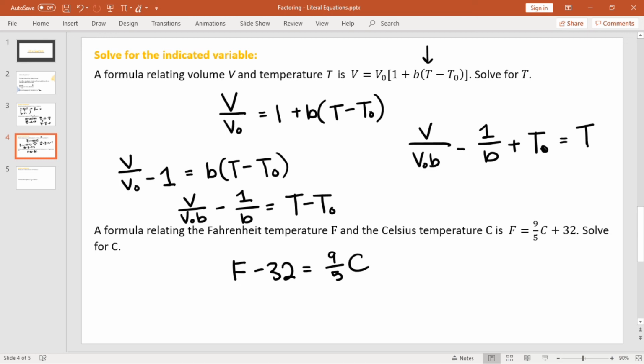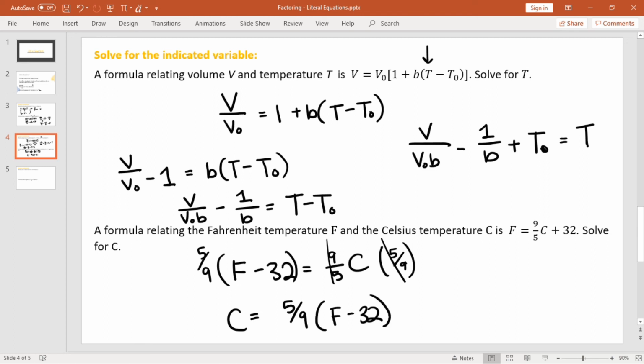You can multiply by 5, then divide by 9. But just also knowing that if you want to get rid of a fraction, you can always multiply by its reciprocal. And that will get rid of the fraction, and you end up with C equals 5 over 9 times F minus 32. And you don't need to incorporate that, that is fine.